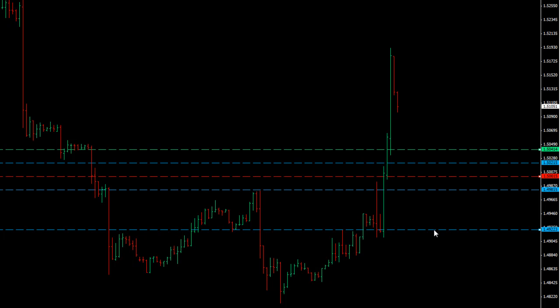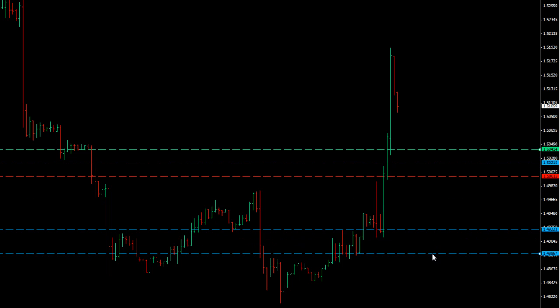So let's put that there. So that's 1.4922. That's how we can draw up the lines. And then on the support level, you've got 1.4900. So let's do that as well.